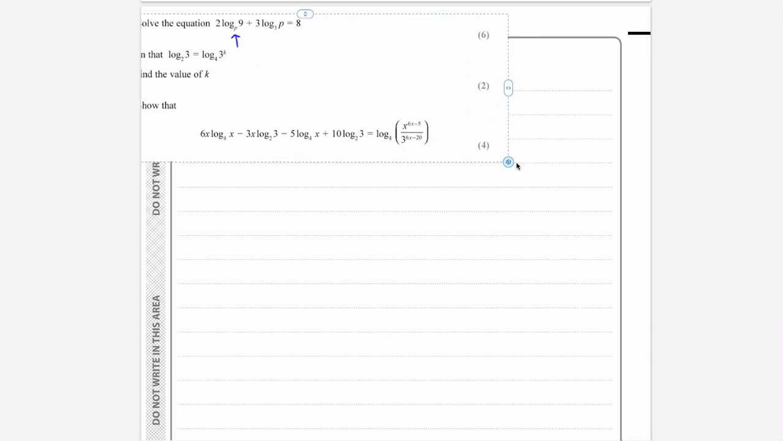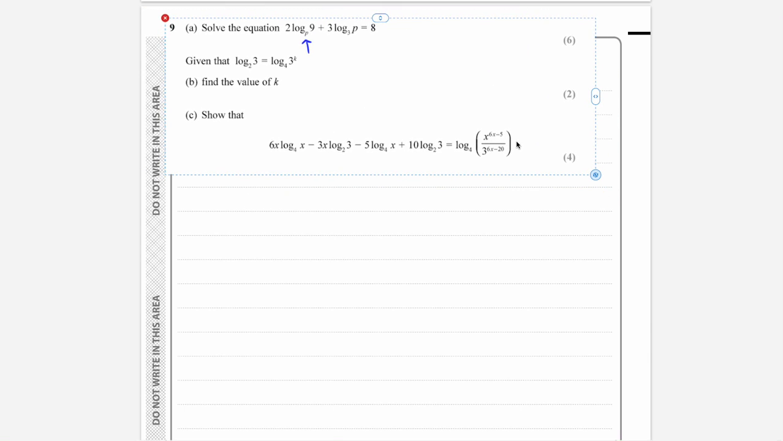Okay, so we have solved part A. Okay, let's do part B. So he says, given that log 3 base 2 equals this, find the value of k.